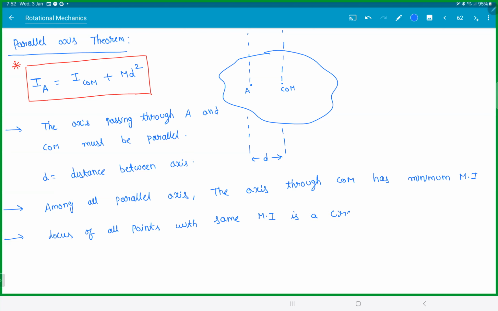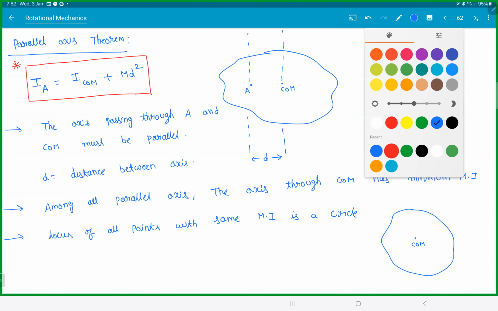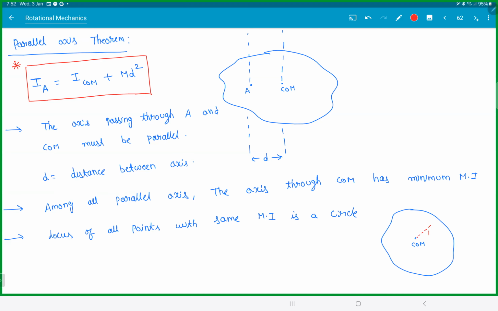That is, if you take a body here, if this is your center of mass, and from the center of mass you draw a circle of radius d, any point on this circle will have the same moment of inertia, because d is the same. All points at a distance d from the center of mass have the same moment of inertia. So the locus is a circle.